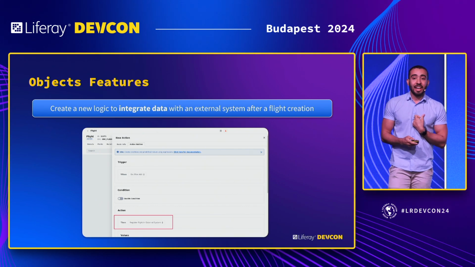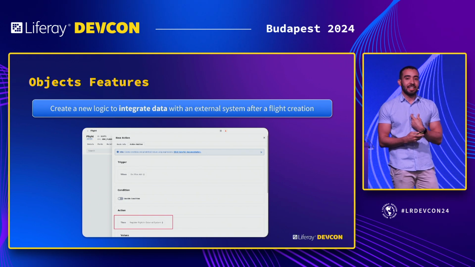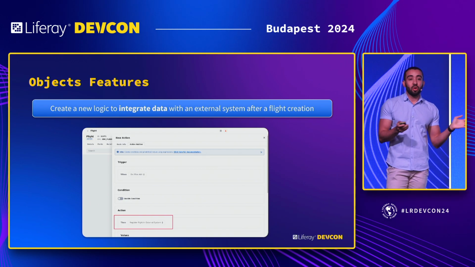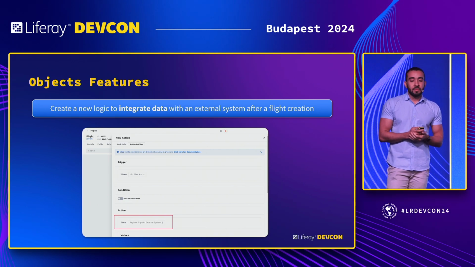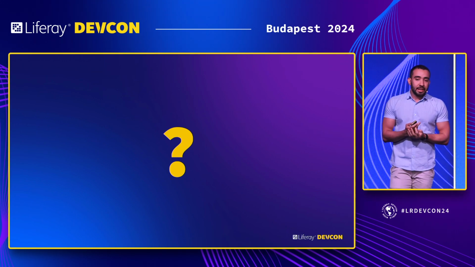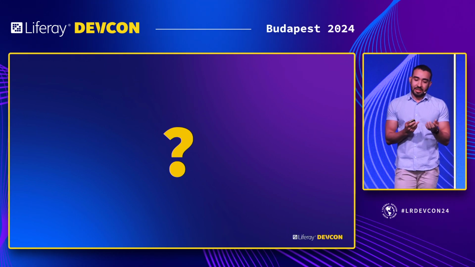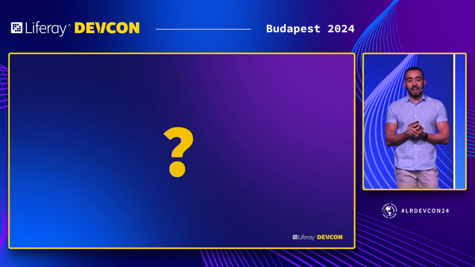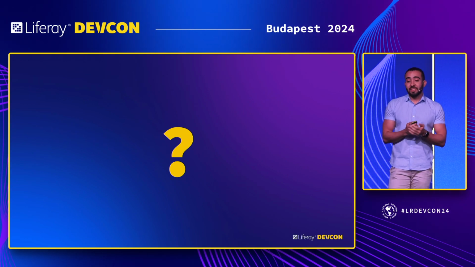But I have my entity in Service Builder, so I don't have an object for it. So how can I do it? Like, that's the question. I have some options, as I said. Or I have an idea, actually.